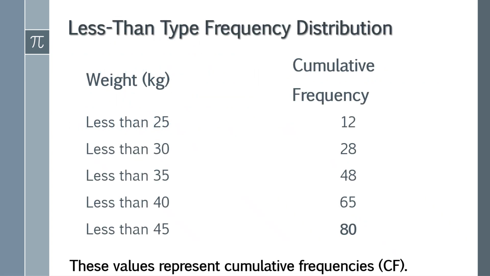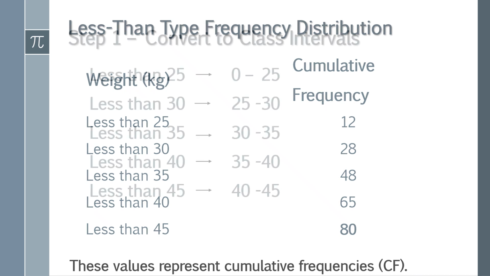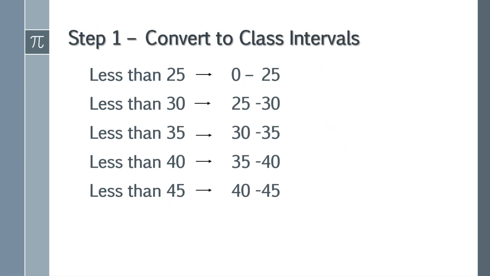Here, we are given the weights in kilograms, along with their cumulative frequencies in less than form. These values already represent cumulative frequency. First, we convert the less than values into class intervals. Less than 25 becomes 0 to 25. Less than 30 becomes 25 to 30. Less than 35 becomes 30 to 35. Similarly, we form the remaining class intervals.